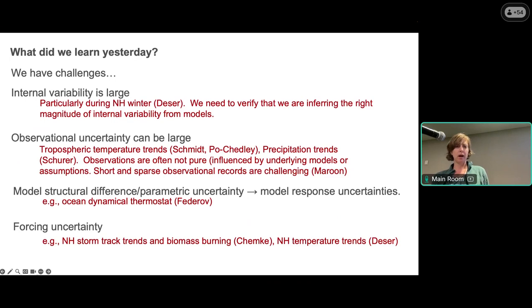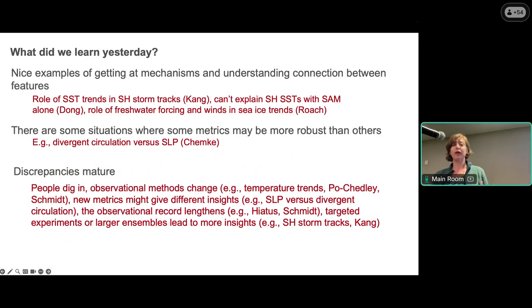We also had some nice examples, which I think are very helpful, of really trying to understand the mechanisms behind the trends that we're seeing. So Junsuk, for example, showed the role of different sea surface temperature regions in Southern Hemisphere storm track trends, which allows us to make sense of why the models might be doing something different. If we know they're not getting the sea surface temperature trends correctly, then that starts to make more sense. We had UA's talk about the role of the SAM and the sea surface temperatures, demonstrating that that didn't really seem to be explaining what we're seeing there in the Southern Hemisphere. And then similarly, we had Letty's talk about the role of different forcings in Antarctic sea ice trends.